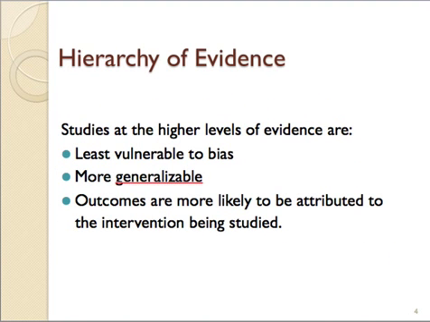There is also a hierarchy of evidence, so that the studies that are at the higher level of evidence, higher design level of evidence, are least vulnerable to bias that can occur based on the study design. And we'll talk about that in a minute. They're more generalizable, so that you can generalize from that study population to perhaps other study populations. And the outcomes that you see from the study are more likely to be attributed to the intervention being studied.